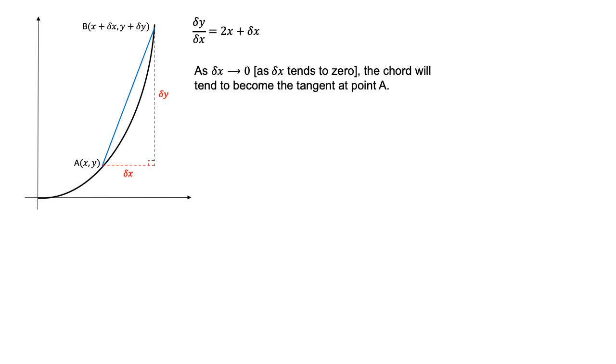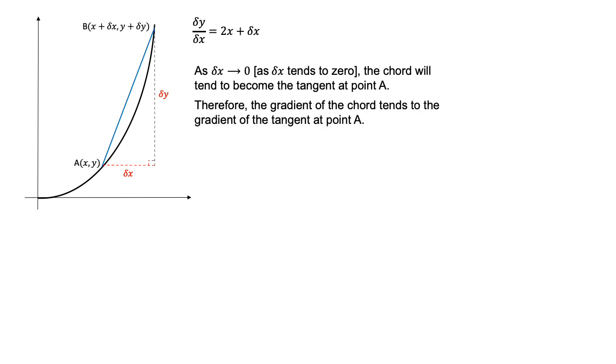So here is the clever part. From that line there, what we're going to do is make delta x smaller and smaller. So what we're doing is point B is getting dragged down closer and closer to point A on the curve. And as it does so, the gradient of the chord approaches the gradient of the tangent.